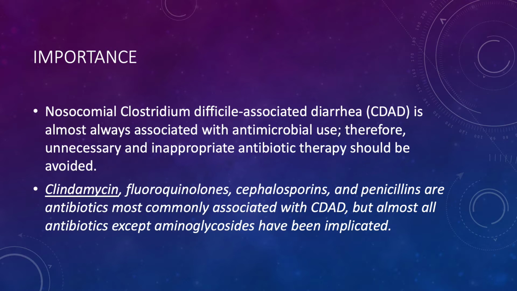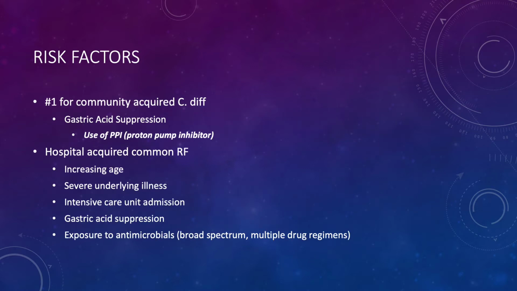So as a student, as we continue to develop our learning, we're going to see many patients on many different antibiotic regimens, and we need to understand the risk of C. diff occurring. So some risk factors: number one for community-acquired C. diff, and also in general, is gastric acid suppression. So that's the use of a PPI typically, such as omeprazole, and in hospital-acquired, common risk factors are increasing age, severe underlying illnesses, intensive care unit admission, gastric acid suppression, and exposure to antimicrobials. So as we move forward, we just need to make sure we're always taking a look at our patient's medication regimen and seeing if we can discontinue anything that may be a risk factor.